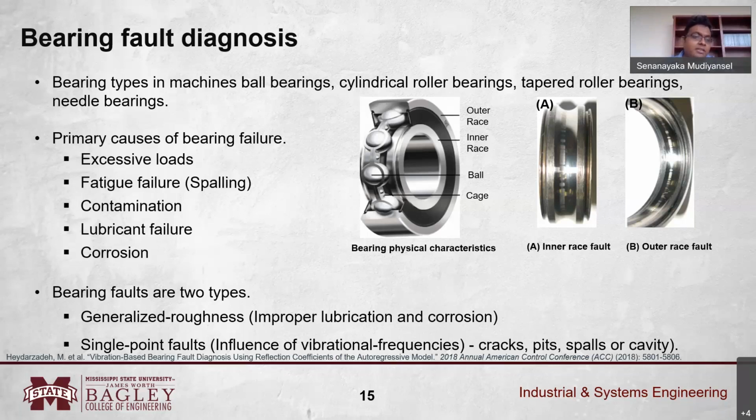bearing faults. In single point faults, it obviously depends on the vibrational frequency. When it is operating under stress, cracks, pits, and spalls can happen. So there are four parts of a bearing, mostly known as the outer race, inner race, ball, and ball cage, in a ball bearing. These are the major parts of a bearing.